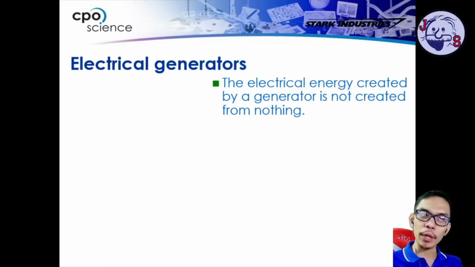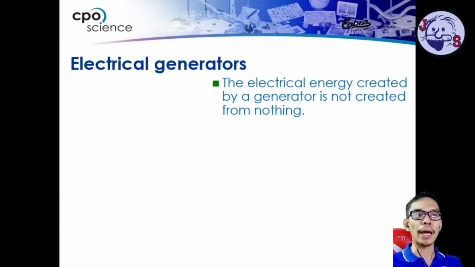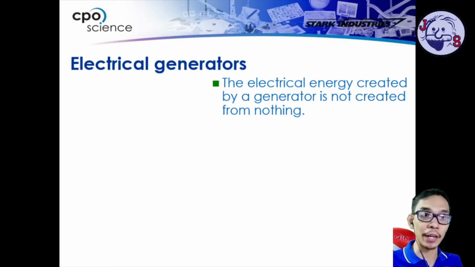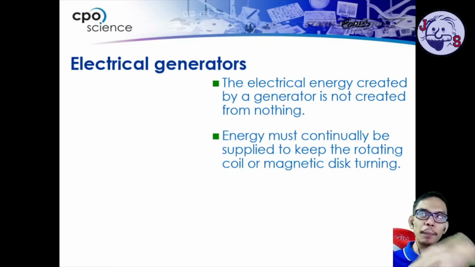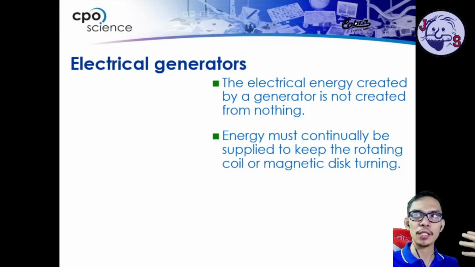Now, the question is, where does that mechanical energy come from? It may come from falling water, from wind, from steam, and there are many other ways of producing mechanical energy. But the energy is not created nor destroyed in the process. The energy must be continually supplied to keep the rotor inside your generator spinning. If it stops, the electricity production stops.